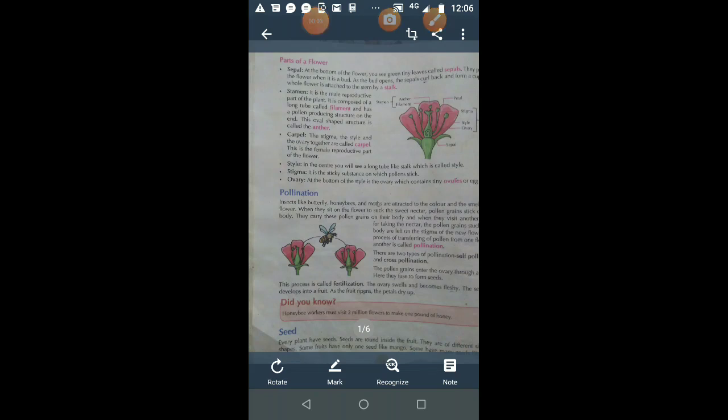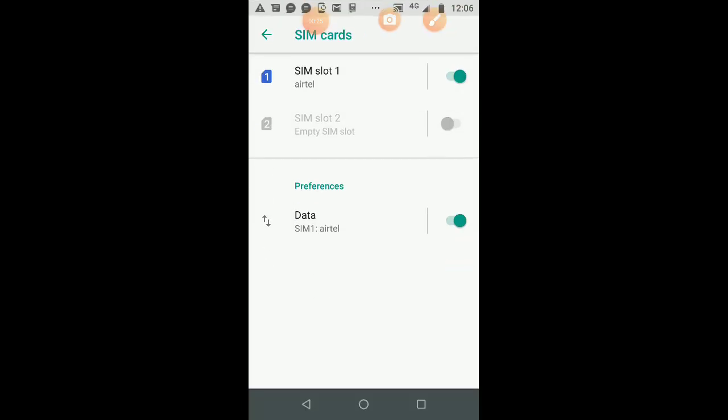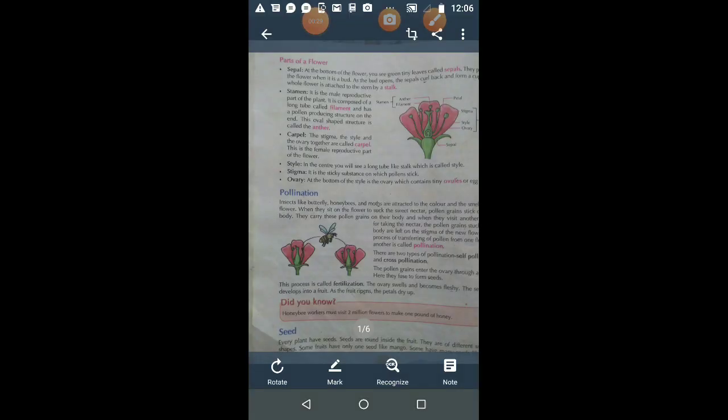In my previous video we discussed important parts of a flower. When we study the important parts of a flower, there are four parts: sepals, petals, stamen and carpels. Note down in your rough copy. These are the four main parts of a flower: sepals, petals, stamens and carpels.